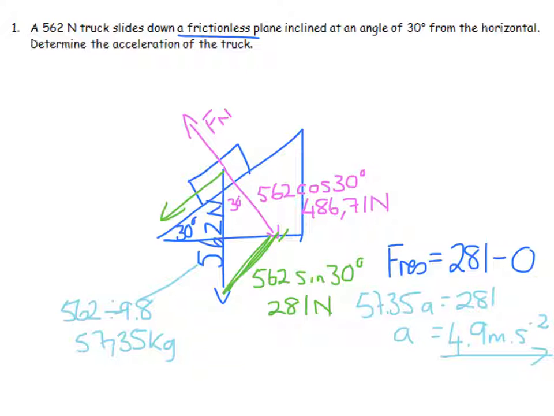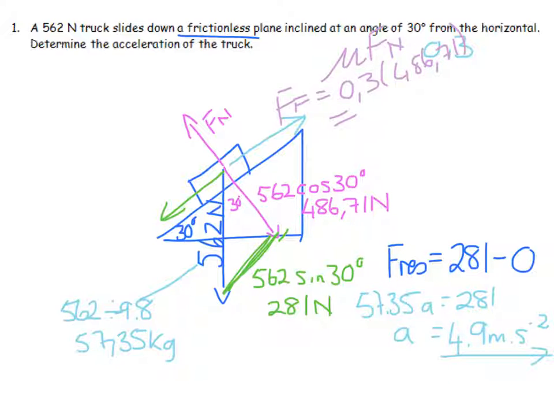The next example asks you to take a look at what if there was some friction on this plane, and the frictional coefficient that they gave us is 0,3. So now there is an upward force on this plane, and that upward force is going to be equal to the frictional force, which is the coefficient of friction times the normal force. I've got the normal force, it's 486,71. And so my frictional force turns out to be equal to 146,01. That's the force up the plane.